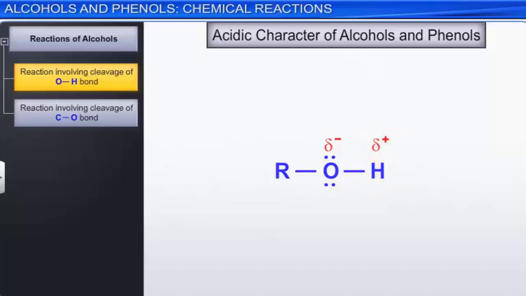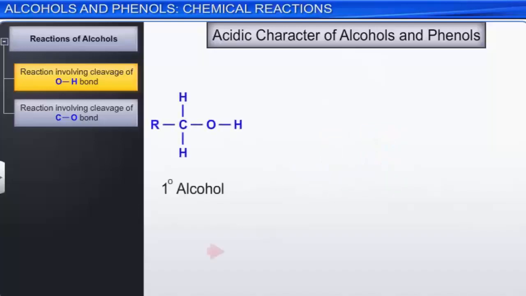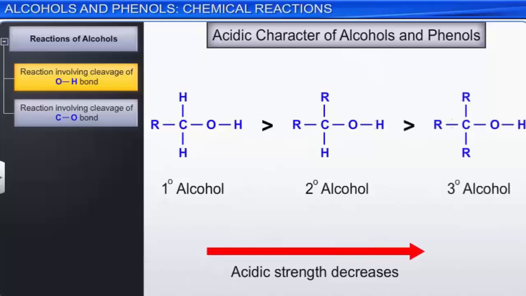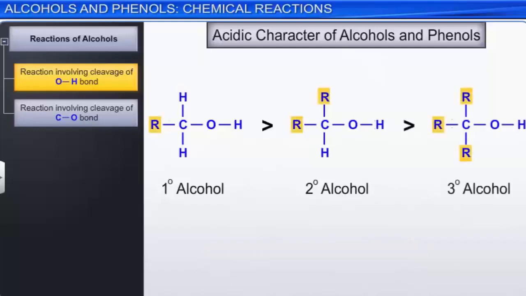Let us now understand why primary alcohols are more acidic than secondary alcohols, which in turn are more acidic than tertiary alcohols. The presence of alkyl groups in alcohols increases the electron density around oxygen by the inductive effect. As alkyl groups donate electron density to the oxygen, the oxygen-hydrogen bond becomes less polar. It then becomes difficult to remove an H+ ion from the alcohol.